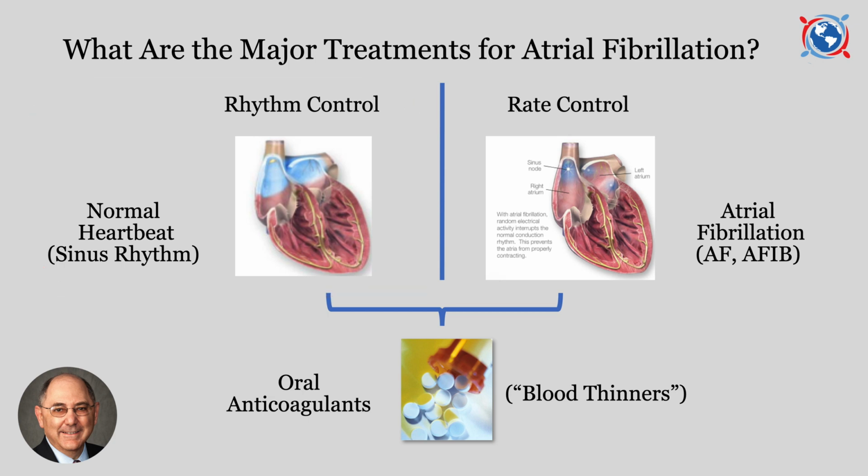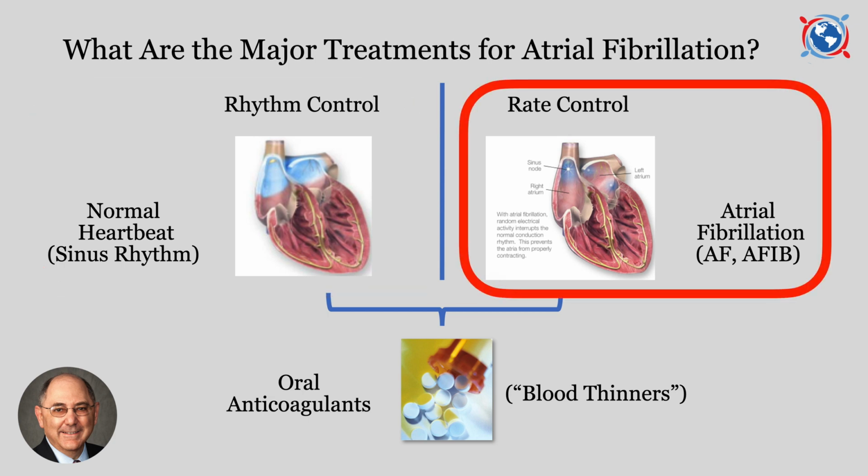The other major strategy is to say we're going to not make an attempt to keep the heart rhythm normal. We're just going to keep the speed of the heart under control. And this we call a rate control strategy. So on the left, we try and keep the patient's heartbeat normal. And on the right, in certain situations, we say that's just not possible to do or too risky. And we'll allow the patient to stay in atrial fibrillation, but we'll control the speed of the heart.